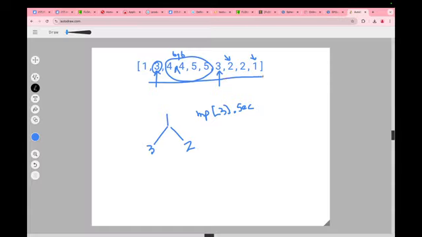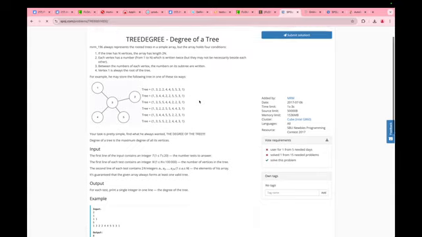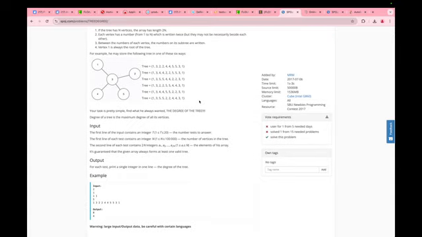This is the diagram that I used to help you understand that problem. I hope it was clear. Okay, so this was it. Thank you.